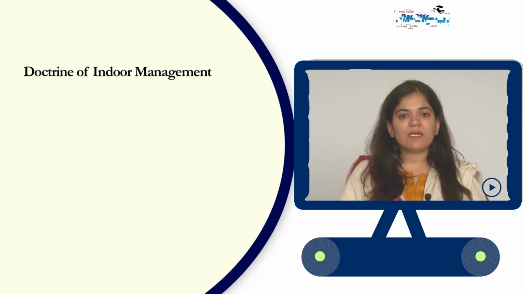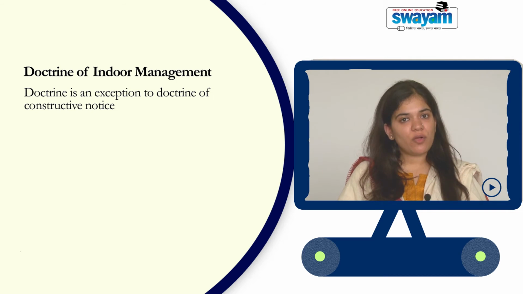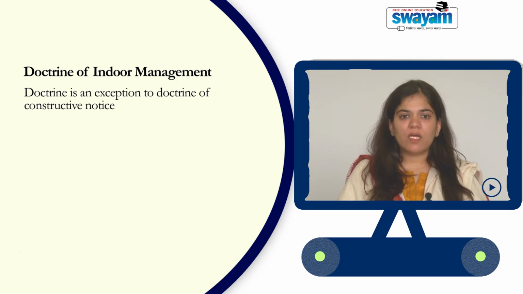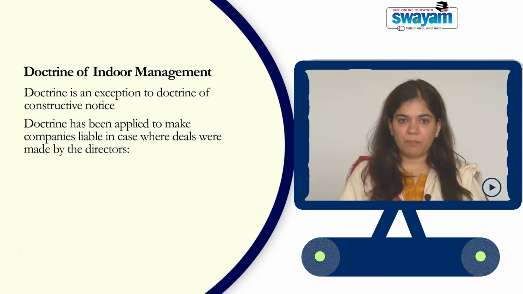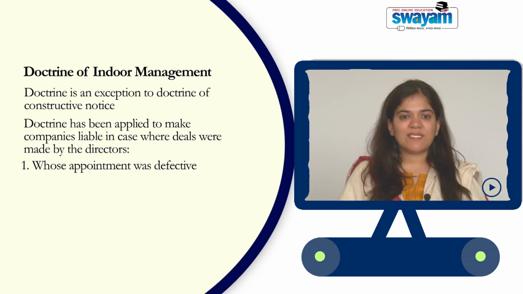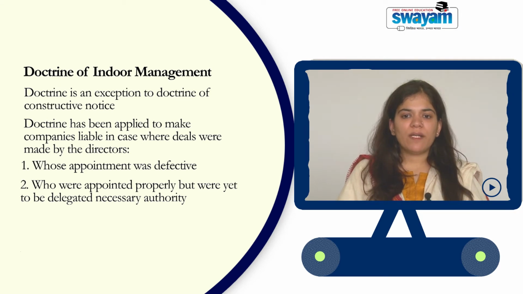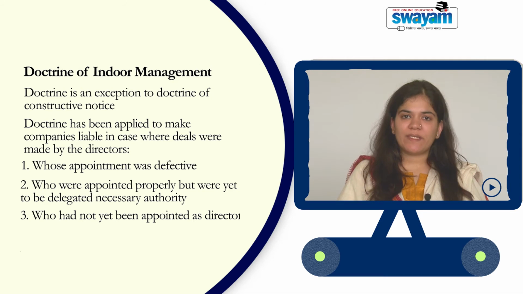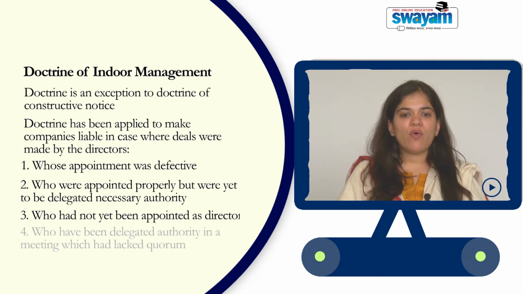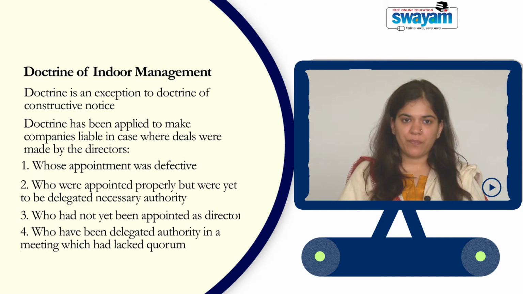This doctrine is an exception to the doctrine of constructive notice. This doctrine has been applied to make companies liable in cases where the deals are made by directors, first, whose appointment was defective; second, who were appointed properly but were yet to be delegated necessary authority; thirdly, who had not yet been appointed as directors; fourthly, who have been delegated authority in a meeting which lacked quorum.